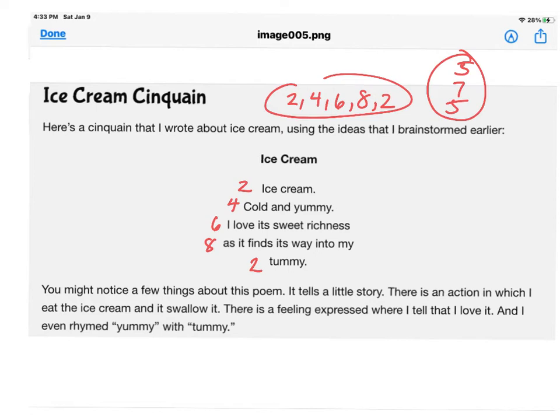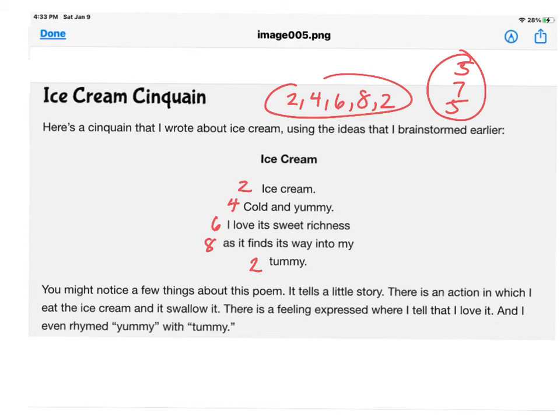Remember, I could be writing anything about ice cream as long as I have the correct amount of syllables, guys. And remember, your poem might not be about ice cream. It might be about Minecraft. I'm not even sure. You'll pick something fun. And then the 8 line is, as it finds its way into my, and the last one, tummy. So that's 2.